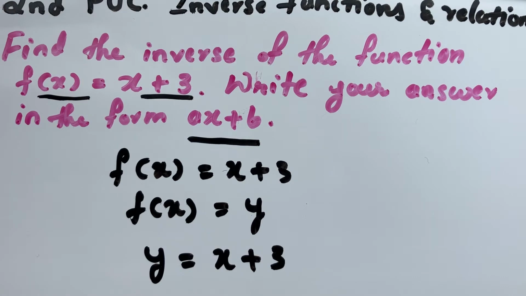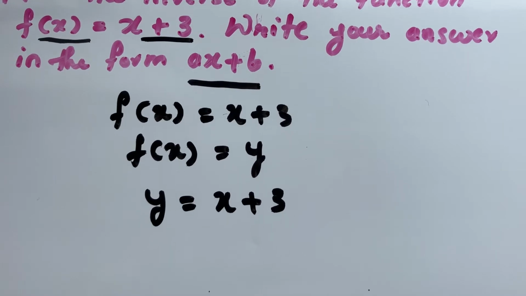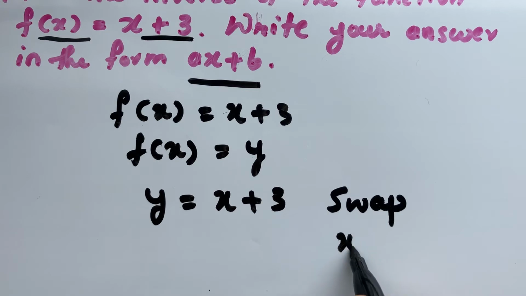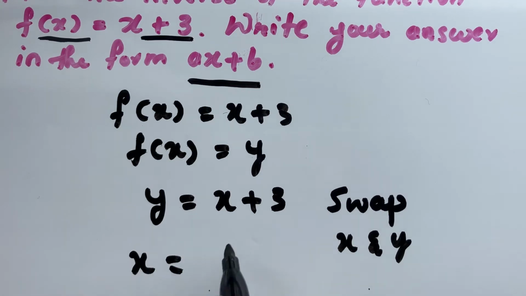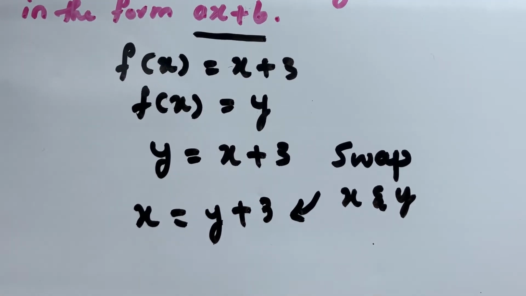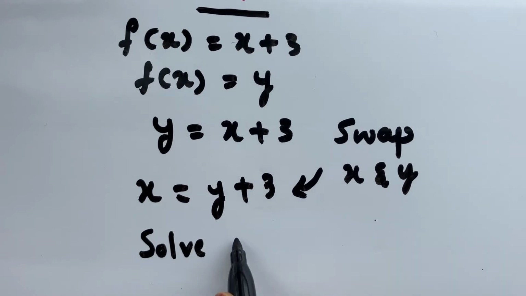The second step is, you have to swap x and y. This is the second step. That means in place of y you have to write x, and in place of x you have to write y. Swap x and y. You will get x is equal to y plus 3. Now we have to solve for y. Next step, solve for y.